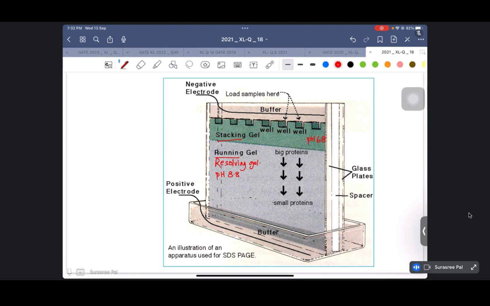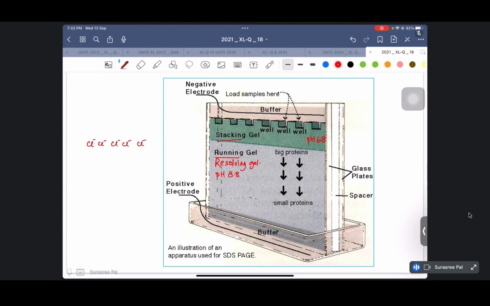Glycine has a pI which is close to 6.8, so because of that, glycine is approximately neutral at this pH. Glycine forms a front, and below that are the proteins, and below that are the chloride ions. The chloride ions are very small, and they come from the Tris HCl buffer, so they come at the front and form a front here.